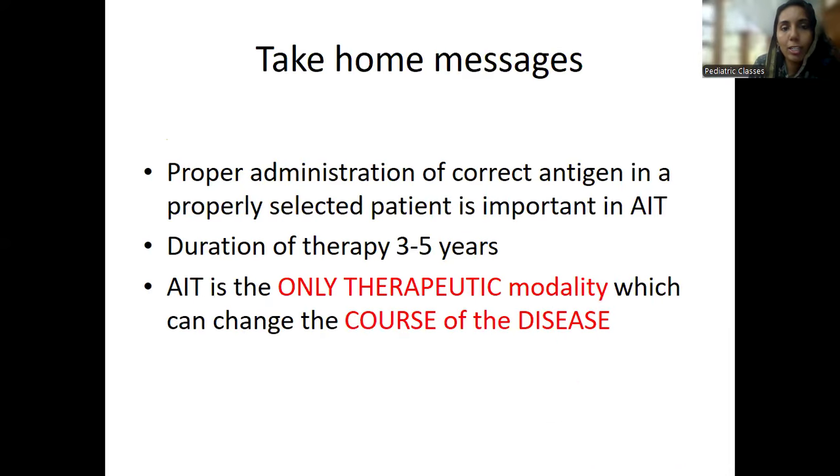So in short, the take-home messages are that proper administration of the correct antigen in properly selected patients is important for AIT, and the duration is around 3 to 5 years. And please note, this is the only therapeutic modality which can change the course of the disease. So when you see a patient with allergic rhinitis or conjunctivitis or asthma, think in the back of your mind whether this patient will benefit from immunotherapy. Then don't hesitate to advise, and let the patient read about immunotherapy. Let us advise them that these treatment modalities are available.